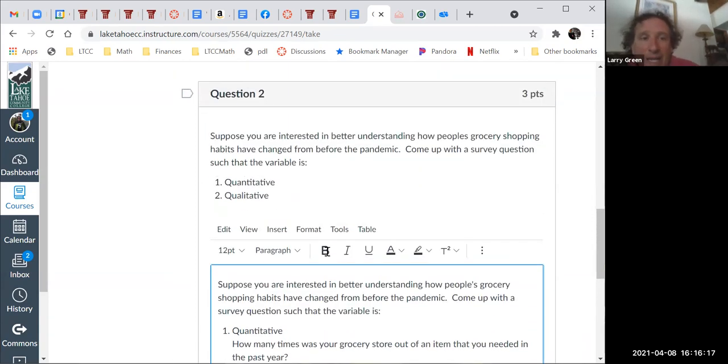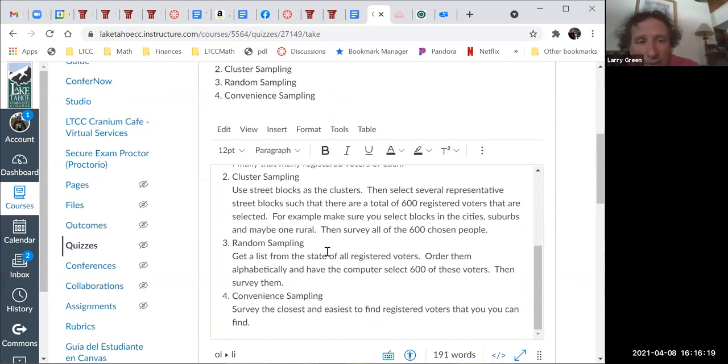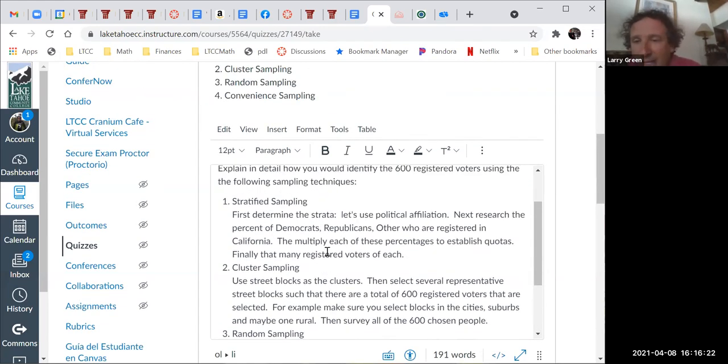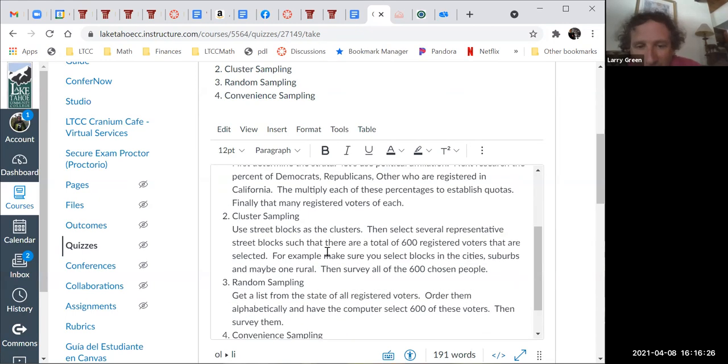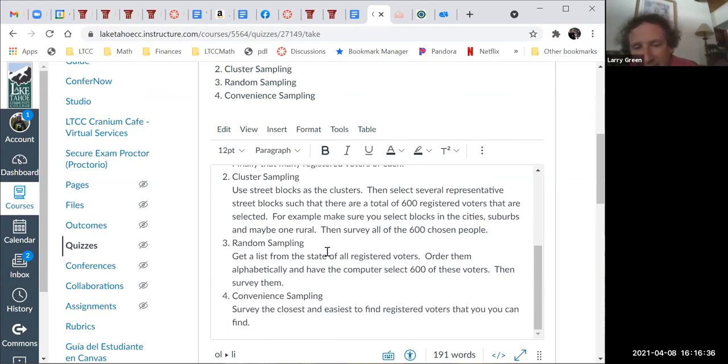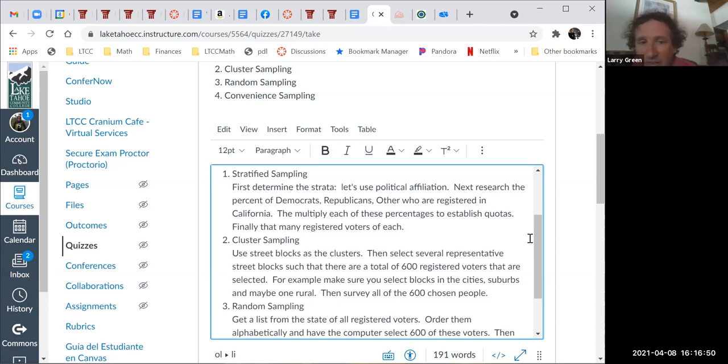Similarly, I'm going to look at, did you get at the main point for the different sampling? Did you really talk about stratified with the steps? Did you find your clusters and talk about choosing enough clusters of people? Did you somehow get a list and then use the computer to grab numbers from the list? That's going to be random sampling. And then convenience is, did you just make it easy for yourself? So that's what I'm going to be looking at, if that answers your question.